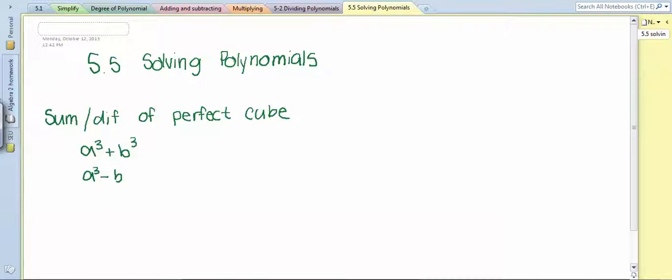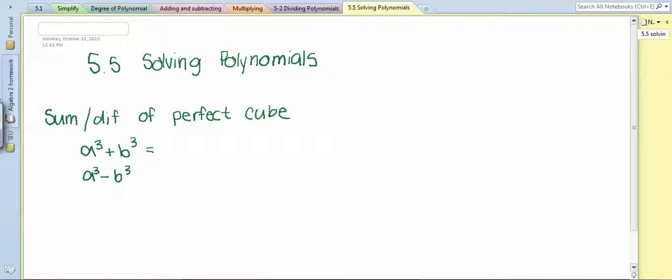cubes. Okay, a perfect cube just means that I can take a number, let's say 2, and I can multiply it 3 times. So like 2 times 2 times 2 gives me 8. So 8 would be a perfect cube. Okay, and when we do sum and difference of perfect cubes, when we factor these are a little bit different than what we're used to.